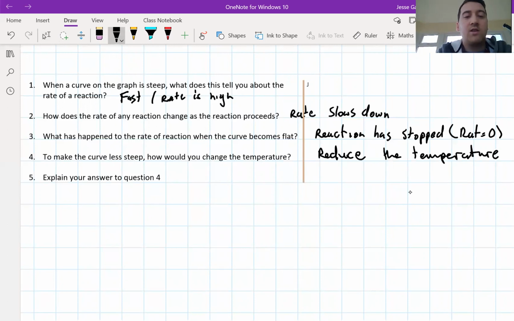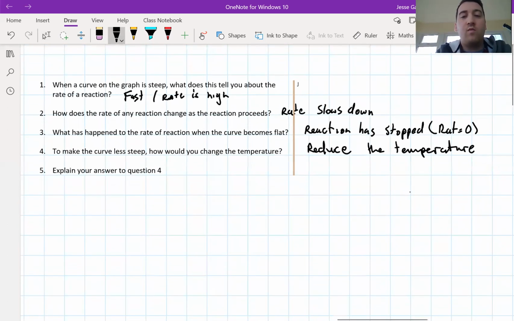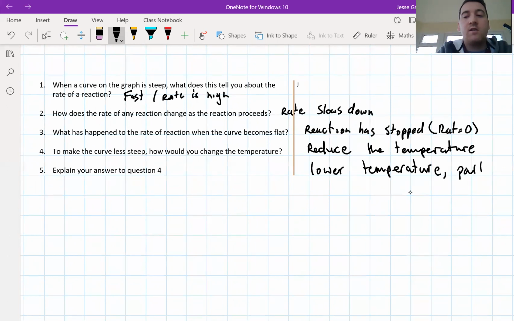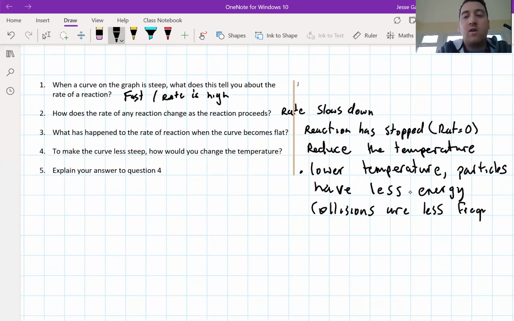And lastly, explain your answer to question 4. So how does reducing the temperature make the curve less steep? Okay, so lower temperature. What does that mean? If I have a lower temperature, it means particles have less energy. Okay, so lower temperature means the particles have less energy. So what does that mean? Collisions are less, keyword coming up, frequent, or they happen less often.